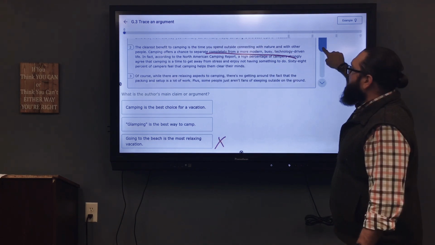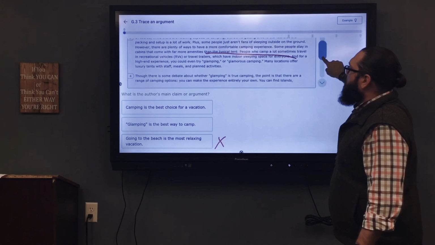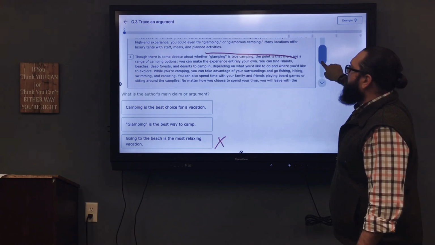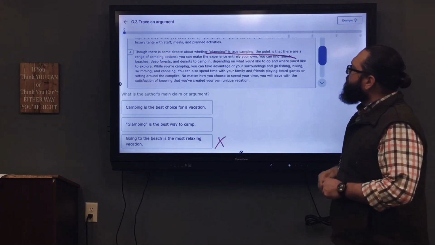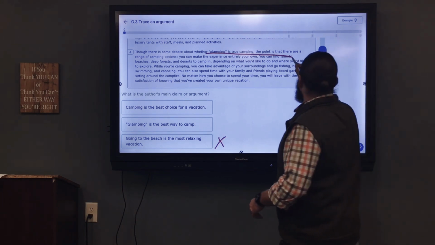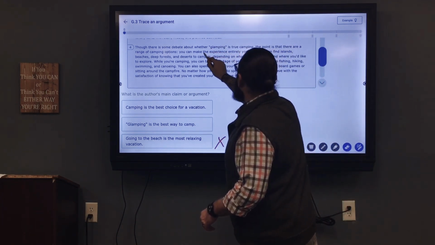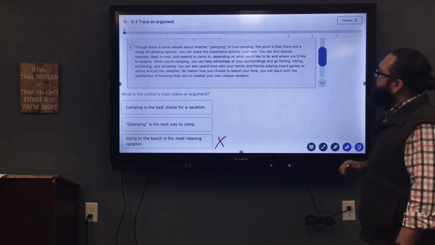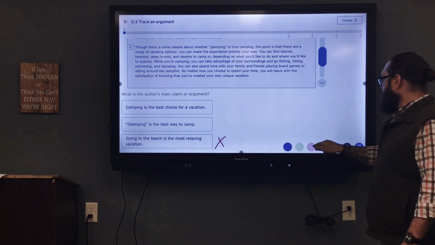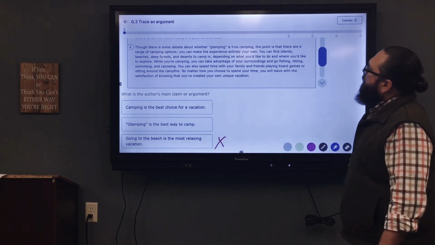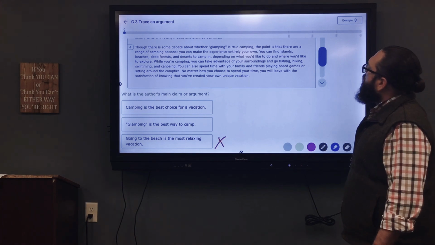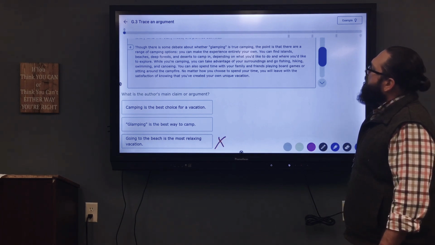let's go down to the paragraph where we are told about glamping. Look at paragraph 4. And let me erase this line right here so we can see the passage more clearly. Though there is some debate about whether glamping is true camping, the point is there are a range of camping options.